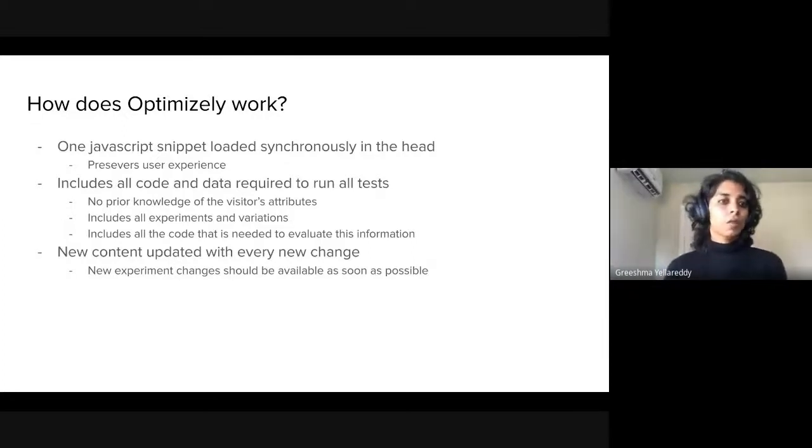So they use the WYSIWYG editor to make the changes, and this particular JavaScript has to update as and when they make the changes to not only include the code that is required to evaluate the changes, execute the changes, and track the data, but also includes the data upon which it's executing. So it has to have all the experiments that the customer has set up, all the variations, all the events that it needs to track. So all this information is in this one JavaScript, and as and when the customer makes any changes, it goes back to the JavaScript and the JavaScript gets updated.